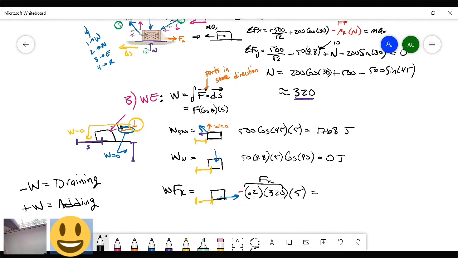Isn't it parallel to the surface? So I don't think you need a cosine. Yeah, you got it. That's exactly right. You do not need the cosine because it's parallel to the actual direction. You're good. That's going to be negative 320 joules of work, and that's how you do your works.